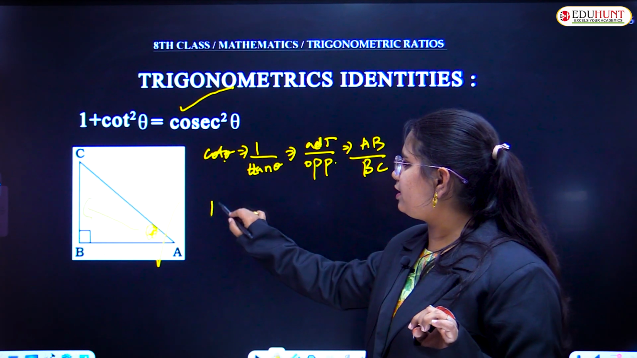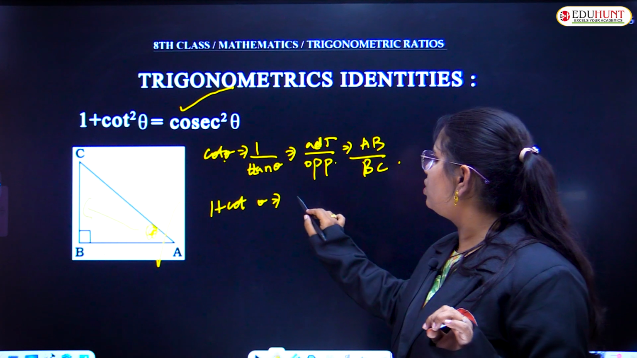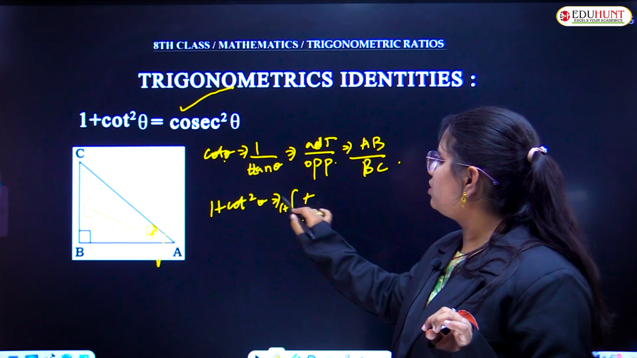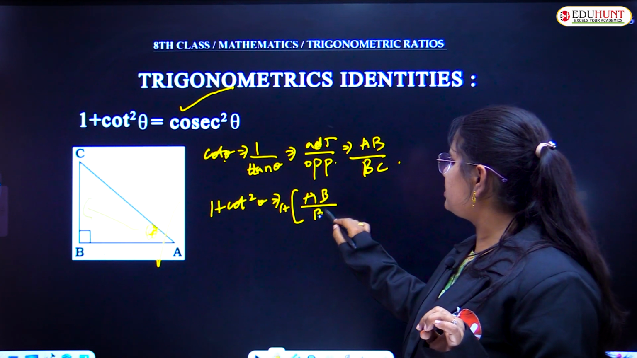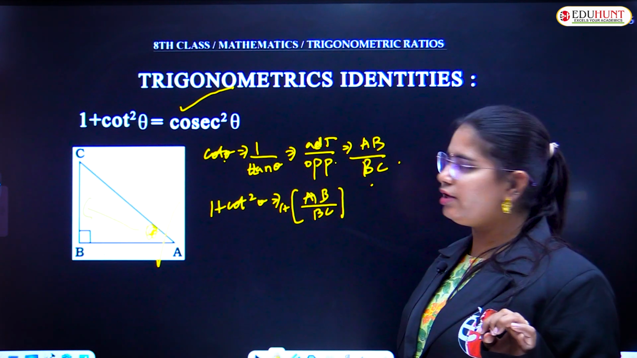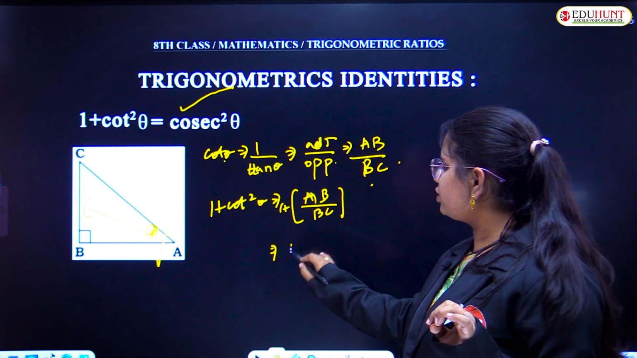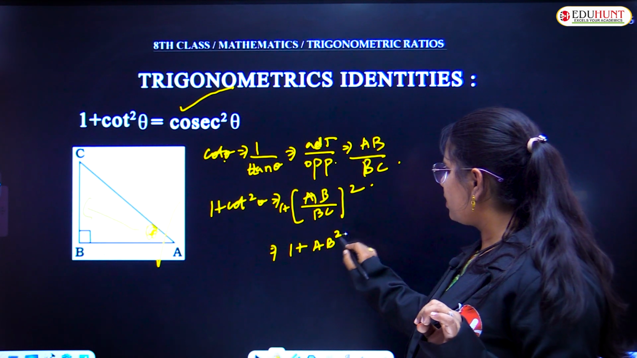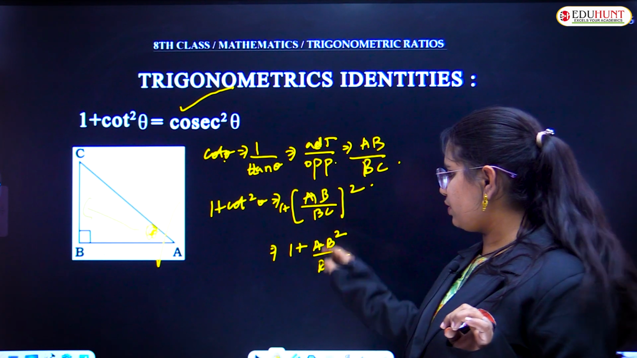Right. So let me prove this. 1 plus cot square theta is equal to, so what will we get? 1 plus, what is the cot theta value? AB by BC whole square. Am I correct? So what are you going to get? 1 plus AB square by BC square. Correct?